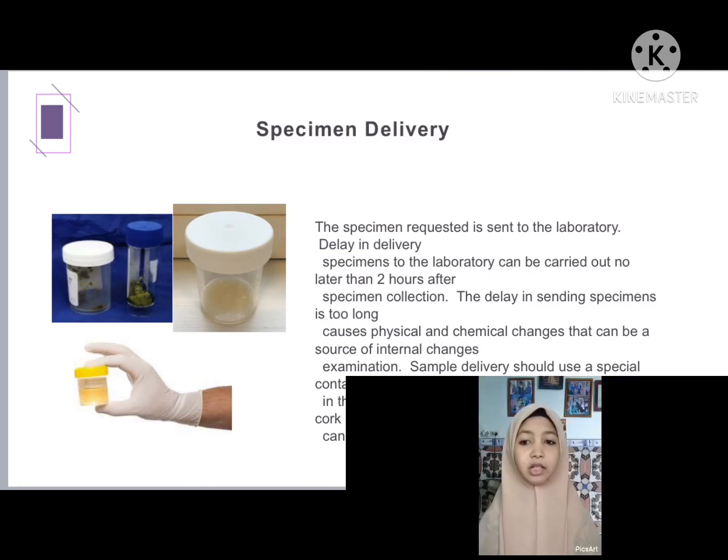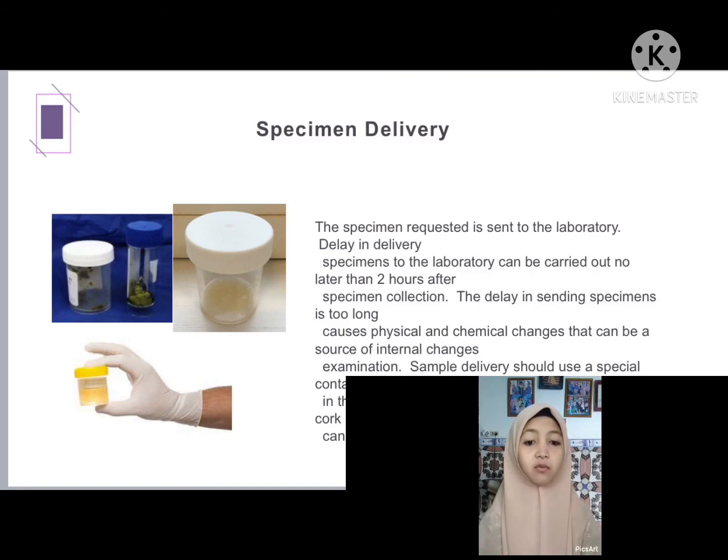Storage of specimens. Storage of specimens is carried out if the examination is delayed or the specimen will be sent to another laboratory. For long storage, one must pay closer attention to the inspection container and its stability.